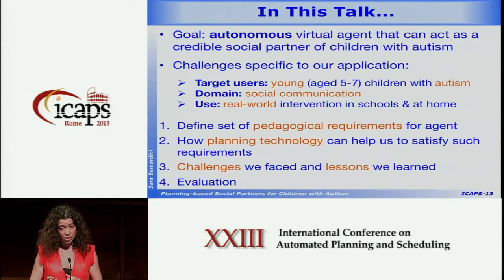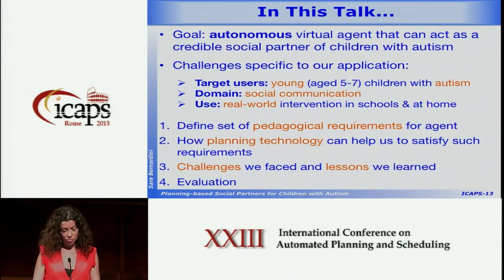So our goal was to develop an autonomous virtual agent for these children to help them acquire social skills. And the particular challenges of our applications were linked, of course, to the target user, because we were targeting young children aged 5 to 7, and of course, children with special needs. Also, we were tackling an ill-defined domain, social communication, and also our ambition was to create a system for real-world use and intervention in schools and at home.